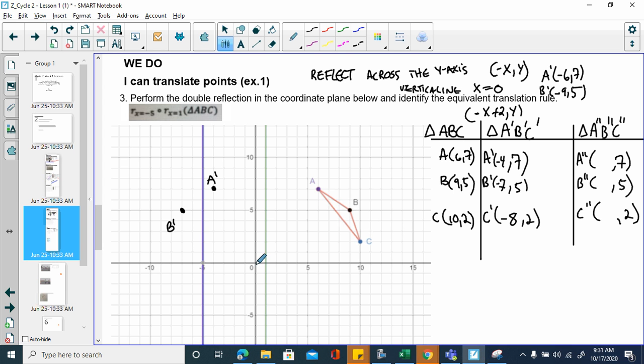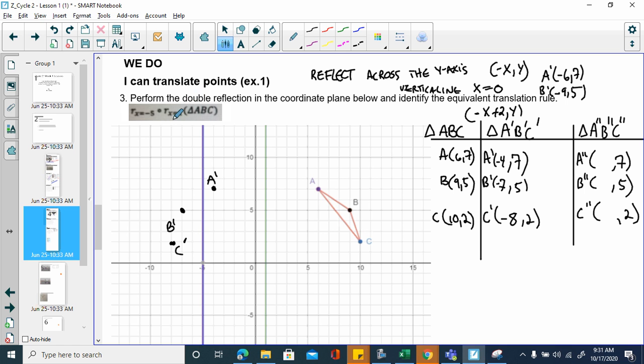So C, we're saying, is left 8 and up 2. So we're saying this is our C prime. And we can count. So it's 1, 2, 3, 4, 5, 6, 7, 8, 9 on this side, and 1, 2, 3, 4, 5, 6, 7, 8, 9 on that side, and up 2. So it works. Now let's see if we can do the same thing for our A double prime.